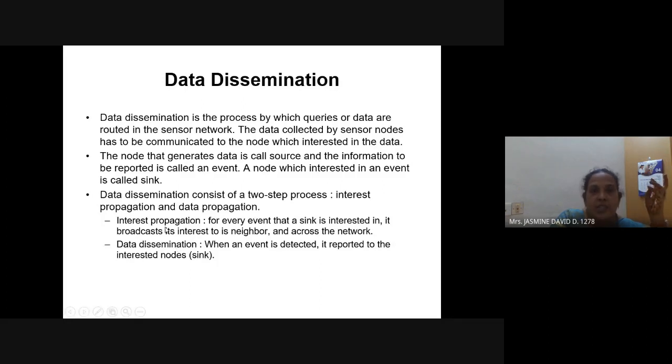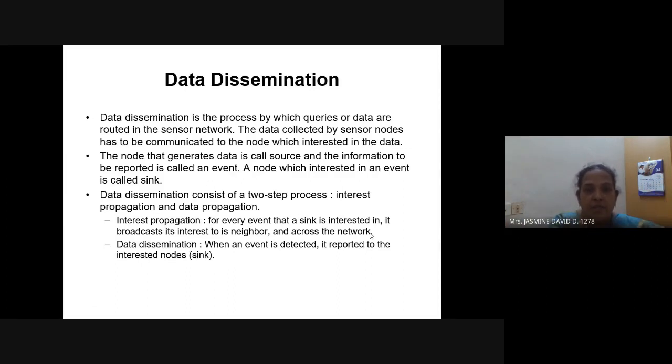Interest propagation is, for every event that a sink is interested in, it broadcasts its interest to its neighbors across the network. If the sink node is interested in a particular event, then that information will be sent to all the nodes in the network. That is called interest propagation. Here the interest of the sink node is propagated by the sink node. Next is data propagation. When some incident or information is detected by a normal node in the network, the information has to be reported to the sink node. That is called data propagation.